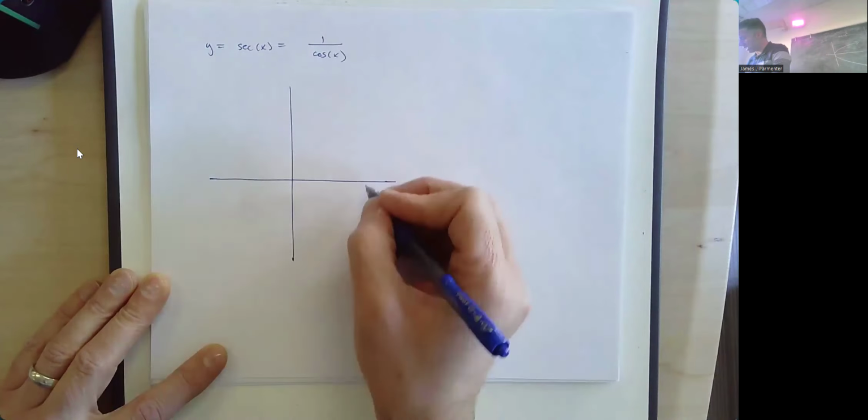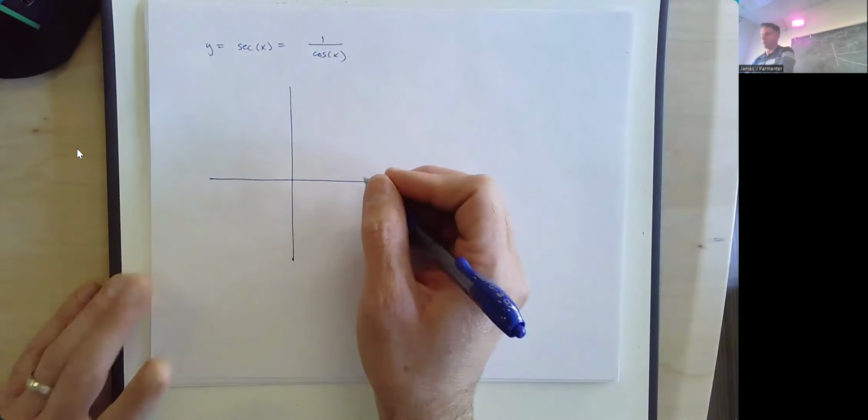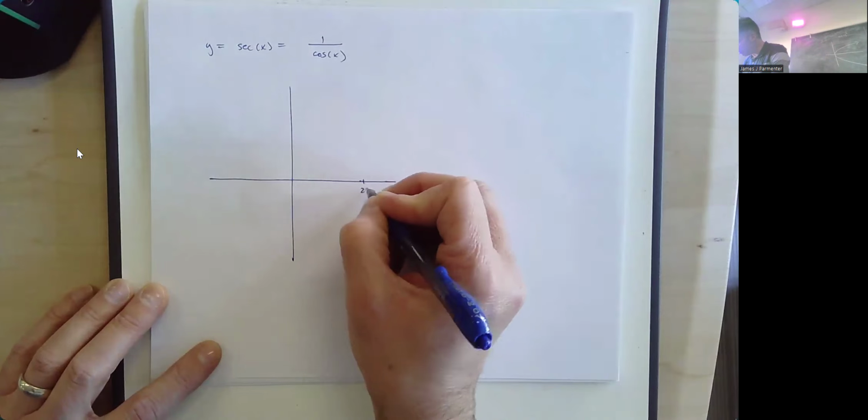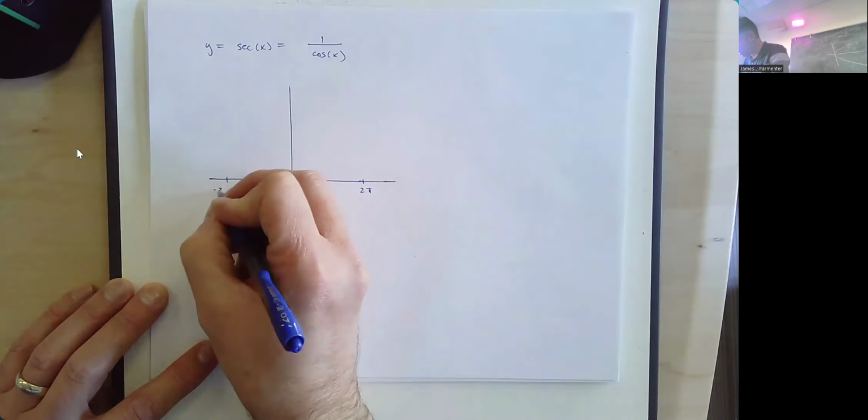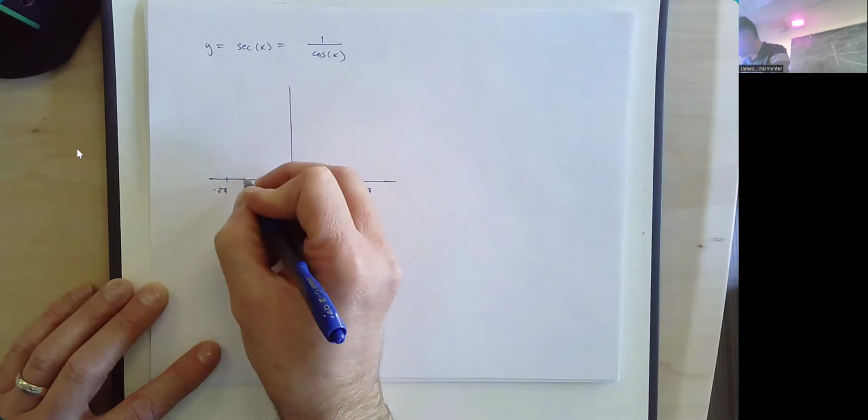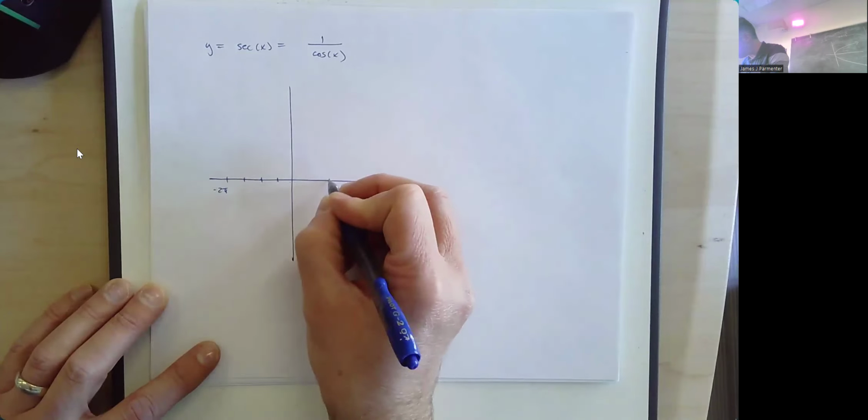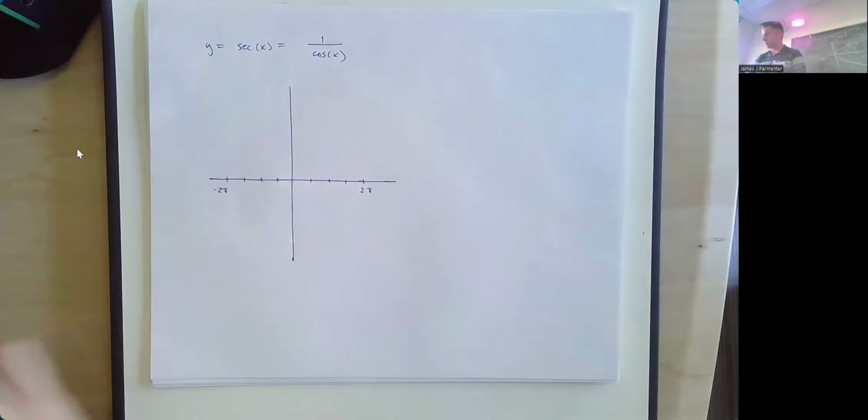So we'll graph secant. Well, I'll show you how I really do it. I'm going to go 0 to 2 pi on both sides, or negative 2 pi, and then cut it up into 4 equal quadrants. I'm not actually going to graph cosine. I'm just going to hit the highs and the lows and the middles.